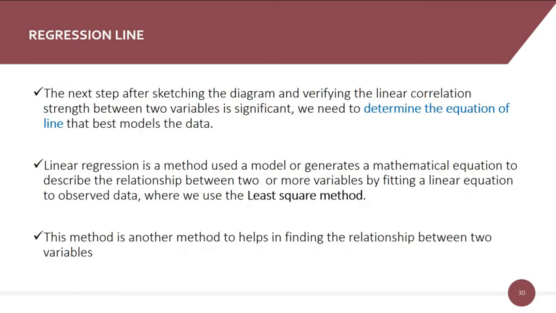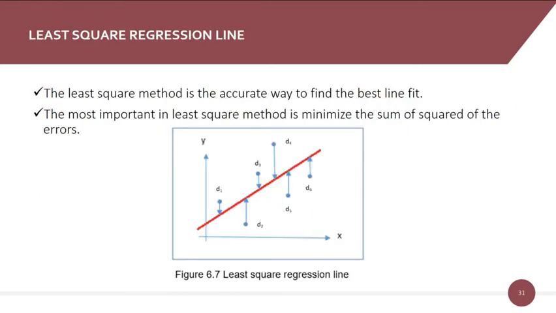Whether it is two variables or more, by fitting a linear equation to observed data, we use the least square method. This method is another method to help in finding the relationship between two variables. The least square method is the accurate way to find the best line fit. This red line is the best fitted line from the plotted data.